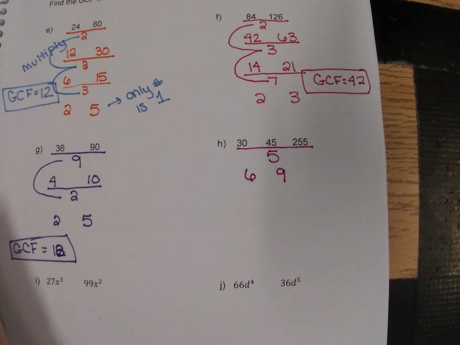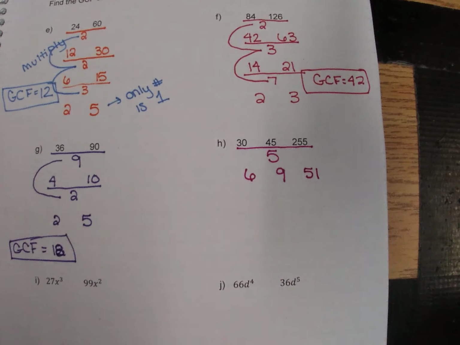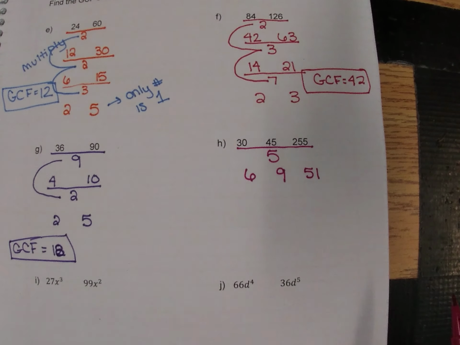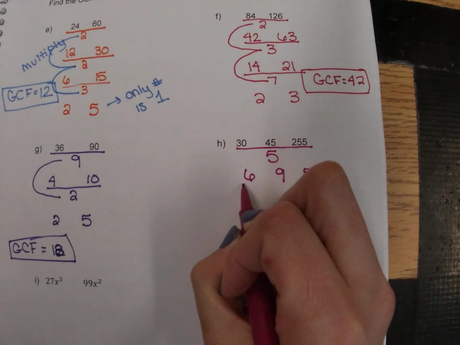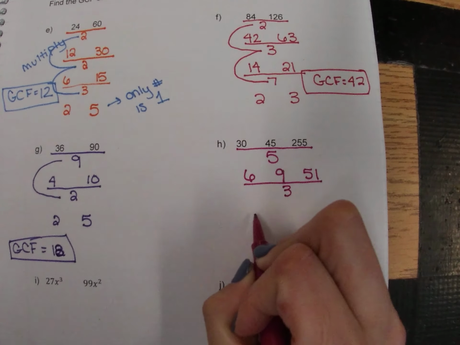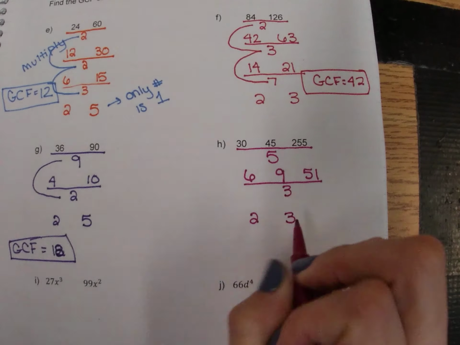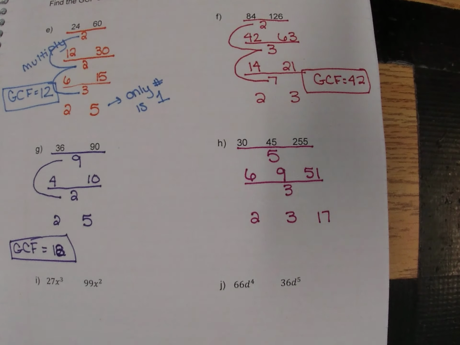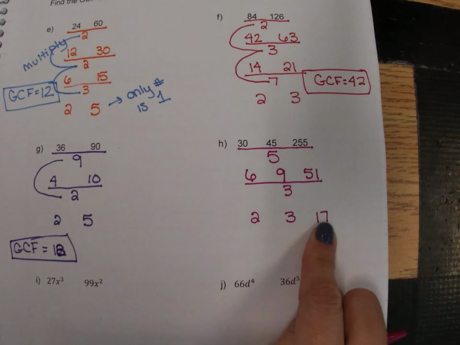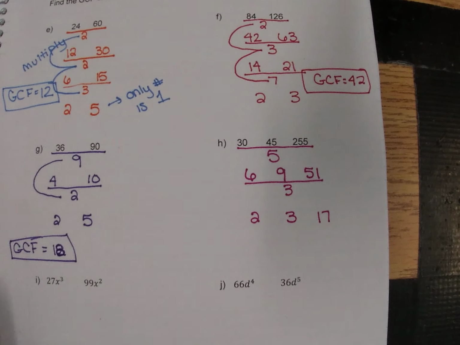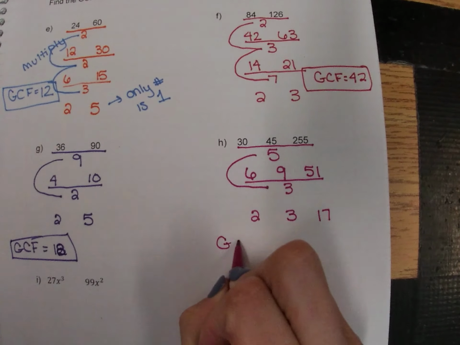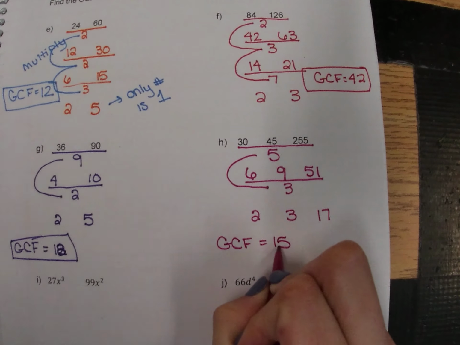And I'm going to do 255 divided by 5, which gives us a 51. Now, be very careful because you might say, oh, I don't see anything else. But 5 plus 1 is 6, so this is divisible by 3. Give us a 17. There is where we can't divide by anything else. And again, you might have to do some more checking. You might have to try 2, try 3, try 4. So we multiply. 5 times 3 is 15. So our GCF on this one is 15.